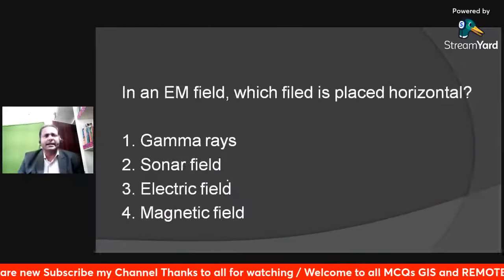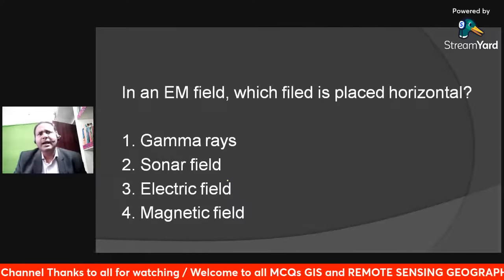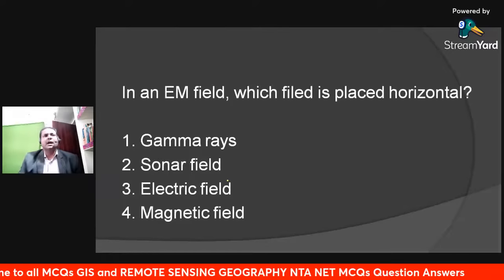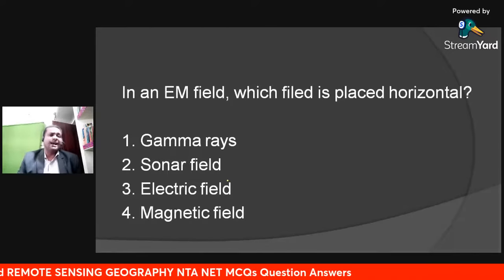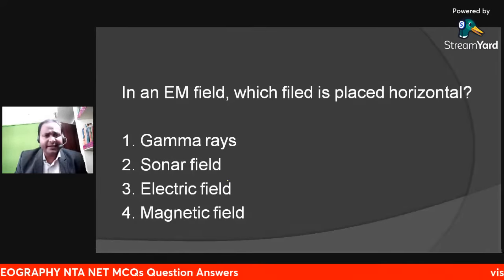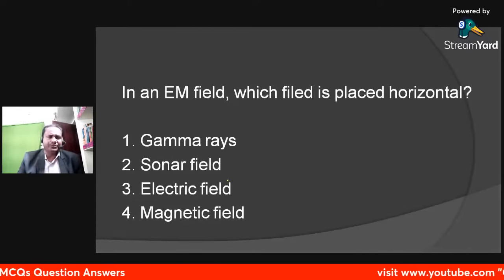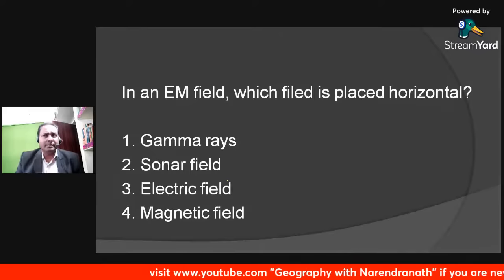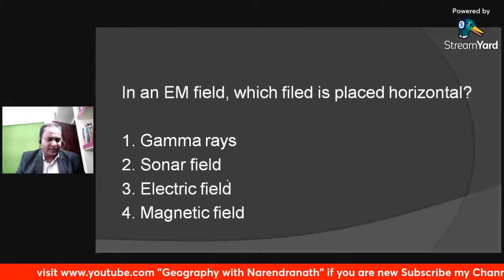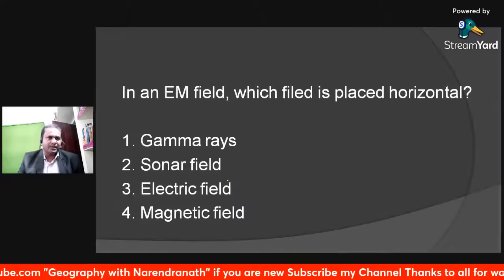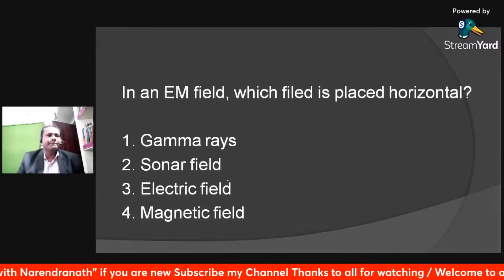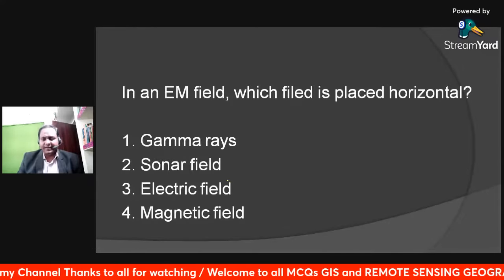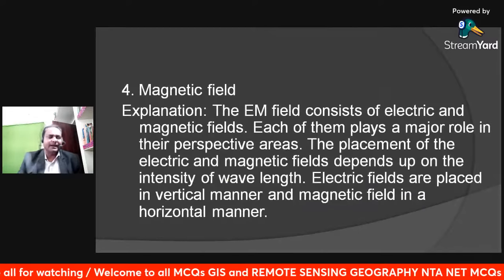Next, another question in the electromagnetic field: which field is placed horizontally? It is a very interesting question. The options are gamma rays, sonar field, electric field, and magnetic field. Yes, Sabuddin SK, option 4. There are four options, so definitely the magnetic field is the correct answer.